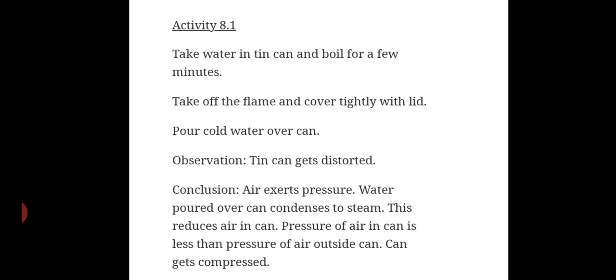Why did it get distorted? The conclusion is because air exerts pressure. Water poured over the can condenses the steam. This reduces air in the can. The pressure of air in the can is less than the pressure of air outside the can. And that is the reason, because the outside pressure is higher, it compresses the can and it gets distorted.